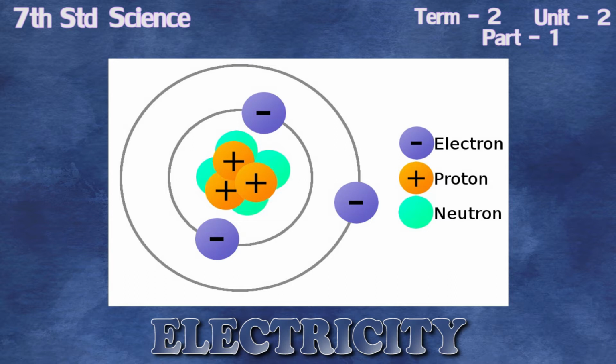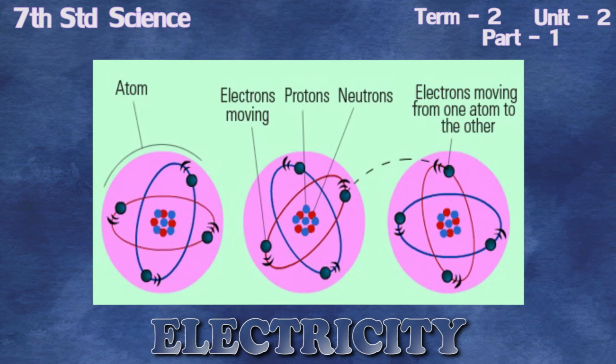We know that all materials are made up of small particles called atoms. Inside the atom, three atomic particles are there: negatively charged electrons, positively charged protons, and chargeless neutrons. So, what is electric charge? These atoms are having charges.